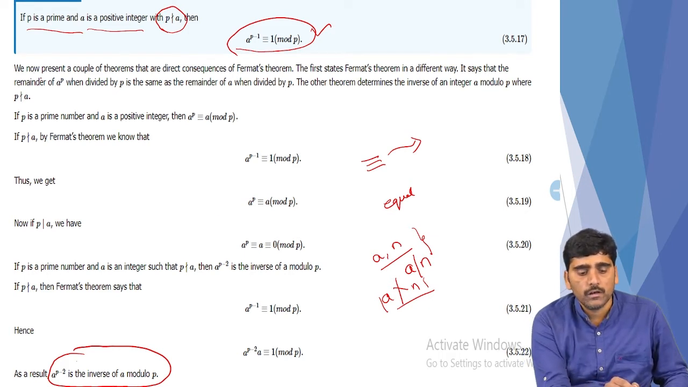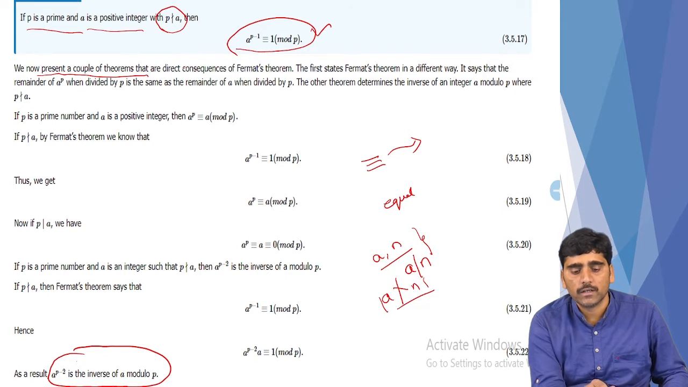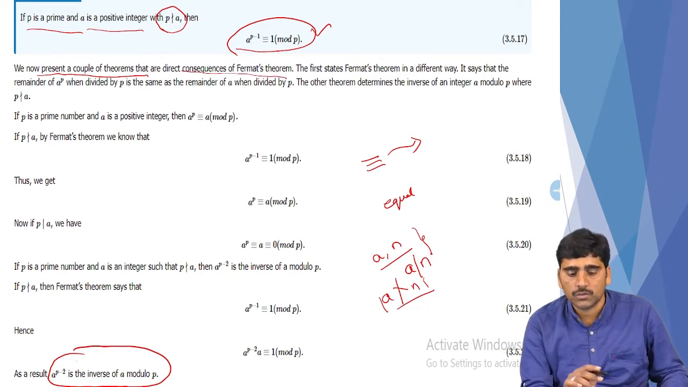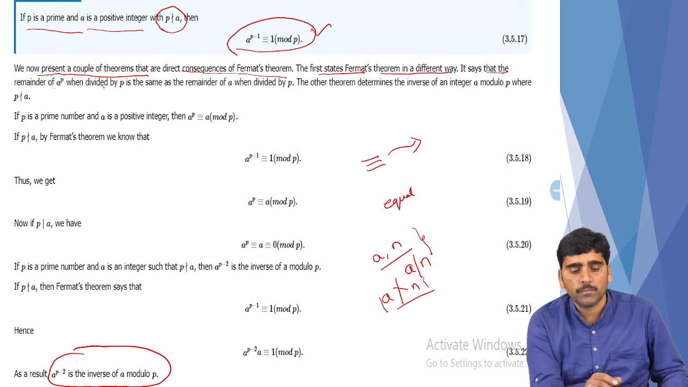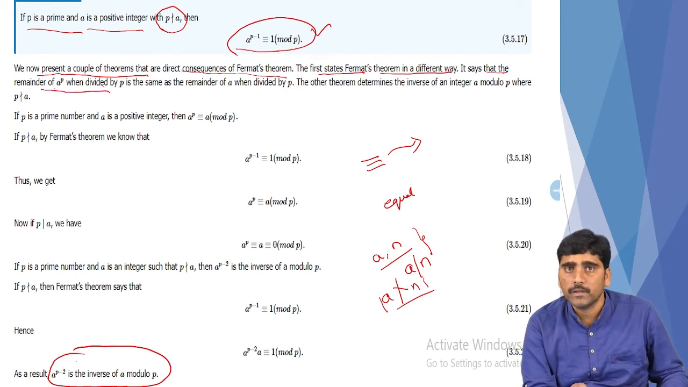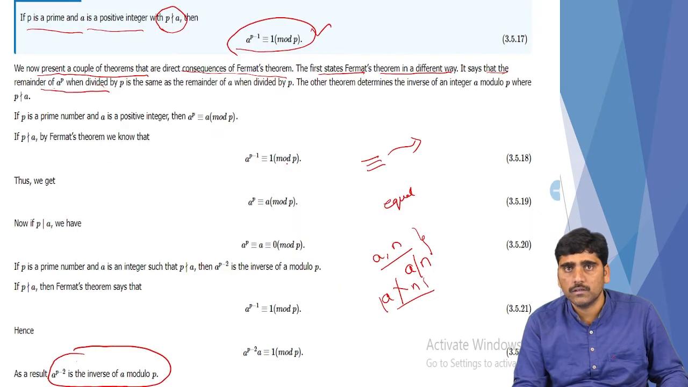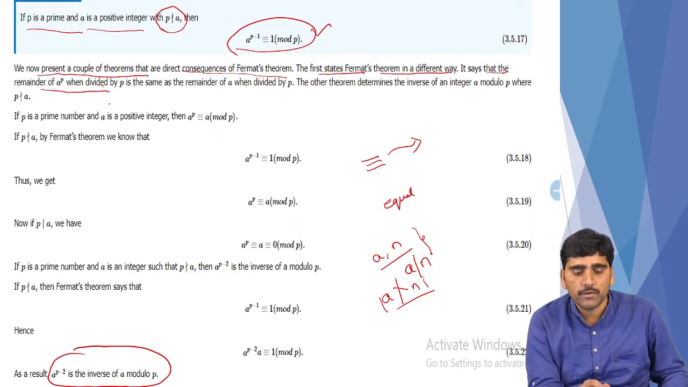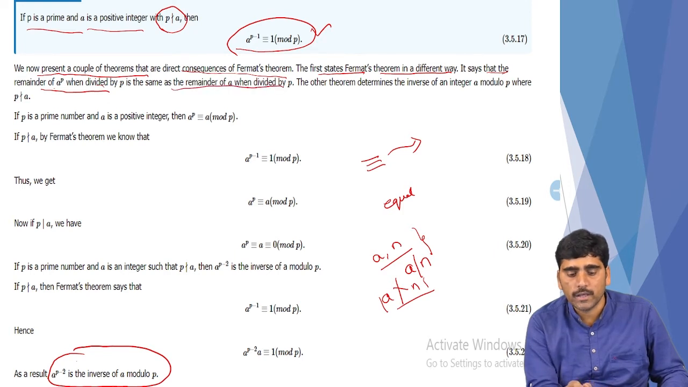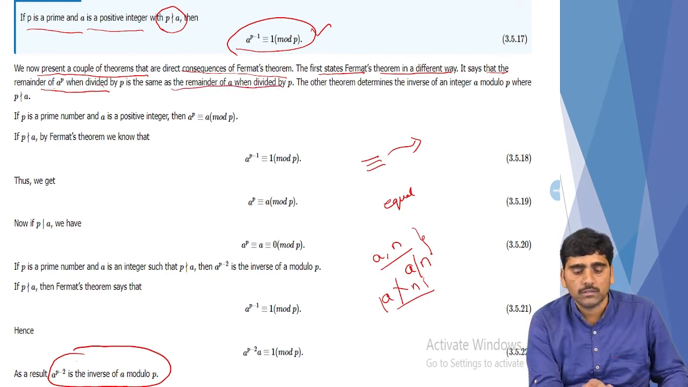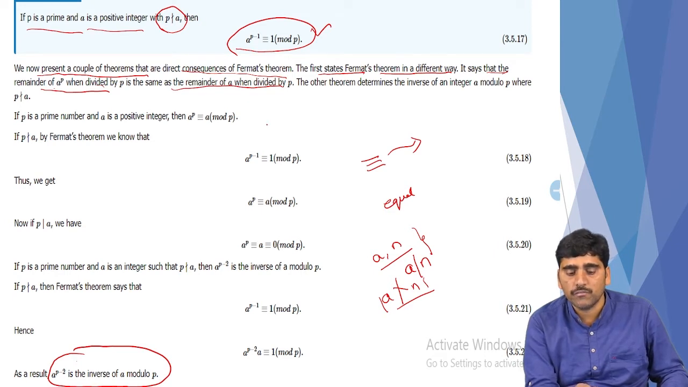Now we present a couple of theorems that are direct consequences of Fermat's theorem. The first states Fermat's theorem in a different way: the remainder of a^p when divided by p, as we discussed, since p divides a^p minus a, is the same as the remainder of a when divided by p. So the same remainder will come when a is divided by p.